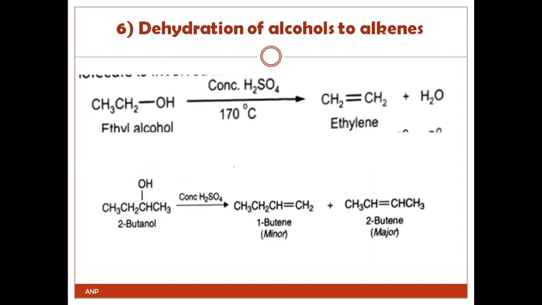Dehydration of alcohols to alkenes. When ethyl alcohol is treated with concentrated sulfuric acid at 170 degrees Celsius, ethylene is formed. Notice that only one alcohol molecule is involved in this reaction. What about the dehydration of secondary and tertiary alcohols? Dehydration of secondary and tertiary alcohols containing 4 or more carbon atoms gives a mixture of two alkenes.